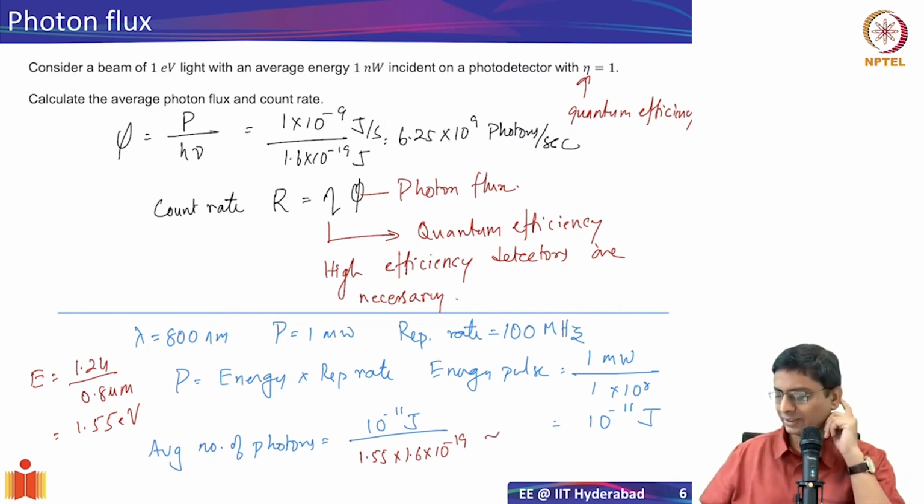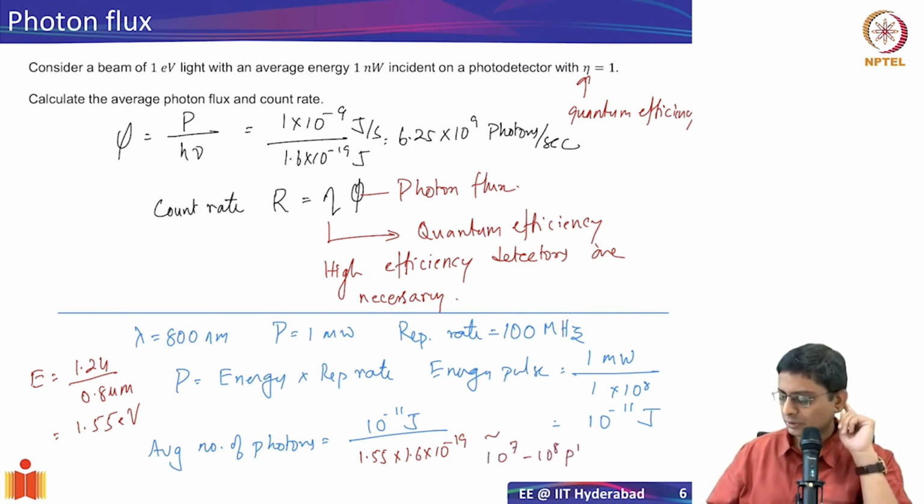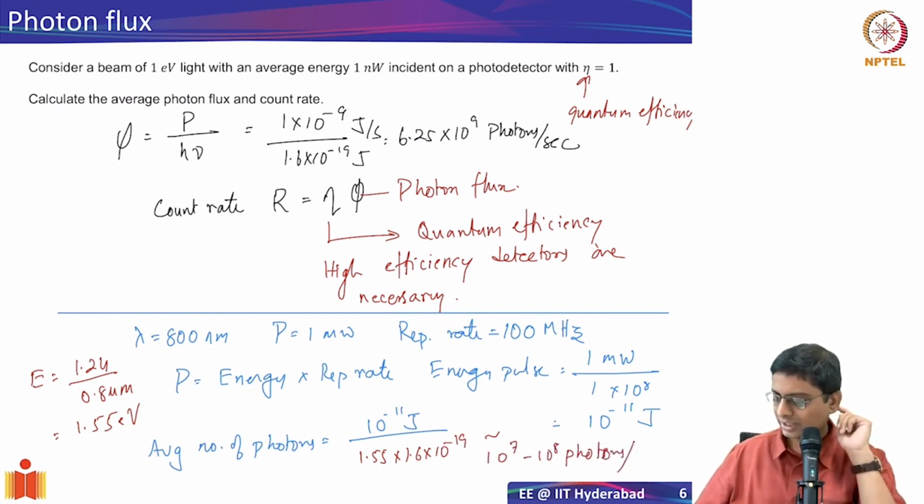10 power minus 11 divided by 10 power minus 19. So that is 10 power 8, 10 power 7 to 10 power 8 photons per pulse, because it is energy per pulse.